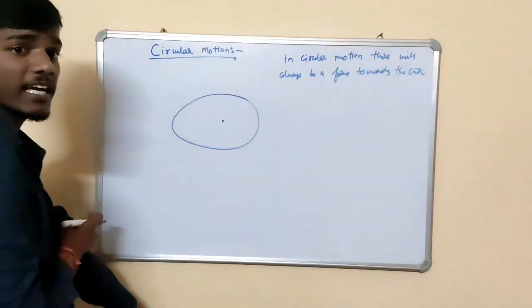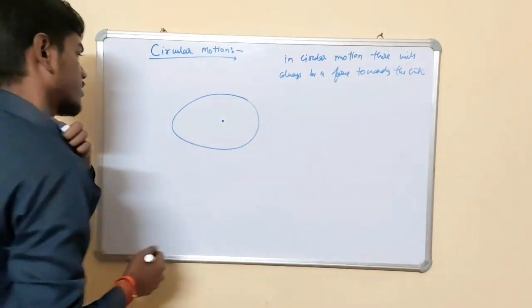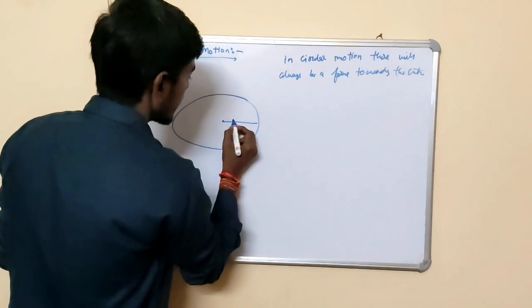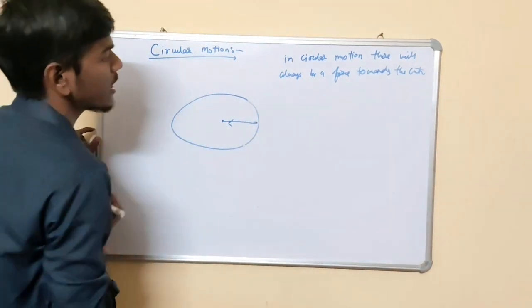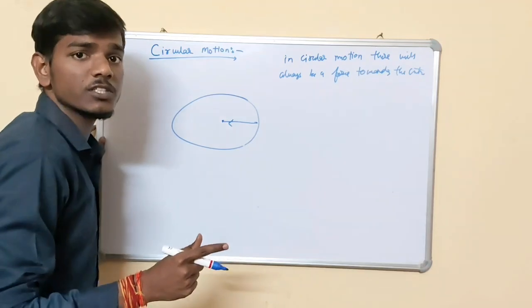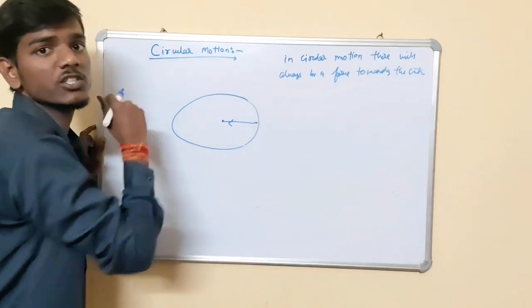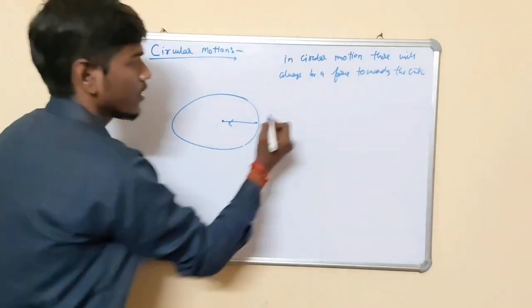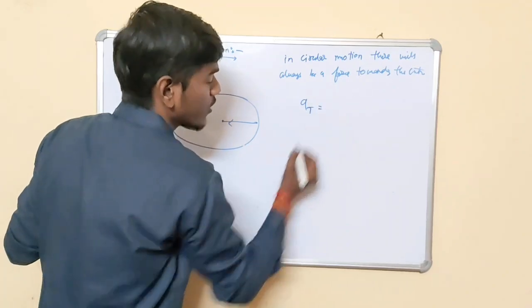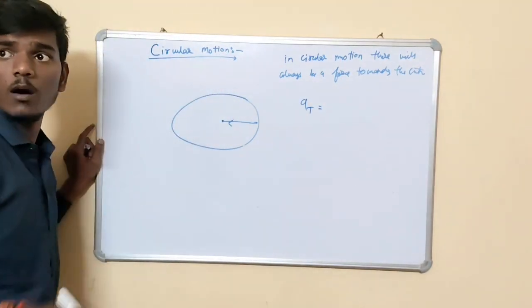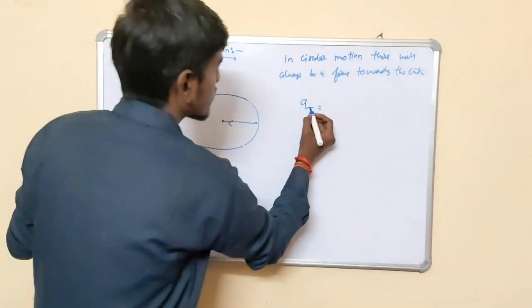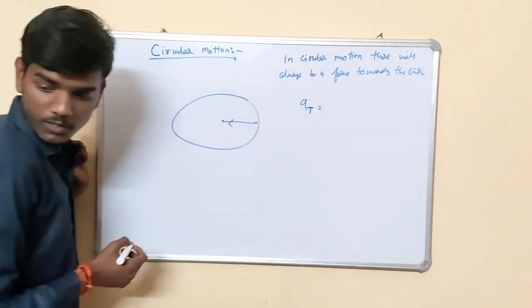So there are tangential acceleration and centripetal acceleration. Centripetal acceleration is directed towards the center. What will this centripetal acceleration do? Centripetal acceleration always tries to change the direction of the particle. But what does tangential acceleration do? Tangential acceleration always changes the magnitude of the motion.